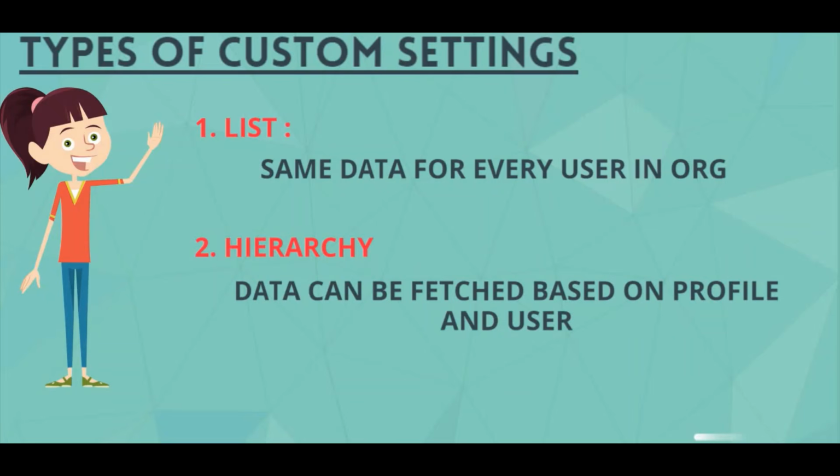List is like the same data for every user in the organization. So it's very much the same as a custom object. You put some data, and if you access it, I access it, or some other person accesses it, it should be getting the same data. Hierarchy, as the word says, means hierarchical levels. Data can be fetched based on profiles and users. Didn't understand? No worries, I will explain with an example.